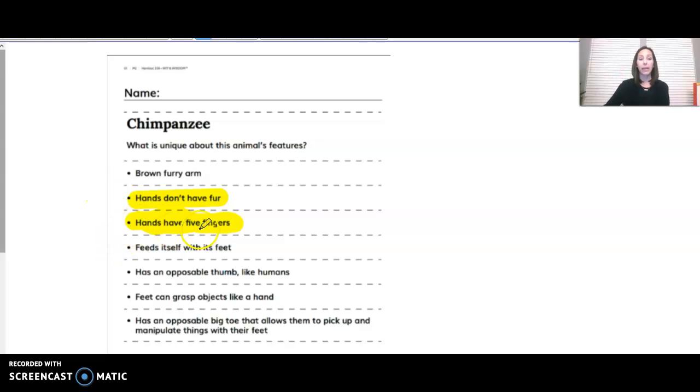The next detail, hands have 5 fingers. I could say, a chimpanzee's hands has 5 fingers, or a chimpanzee's hand has 5 fingers. That would be my third sentence with my second detail, taking this phrase, not a sentence, and putting it into a complete sentence.